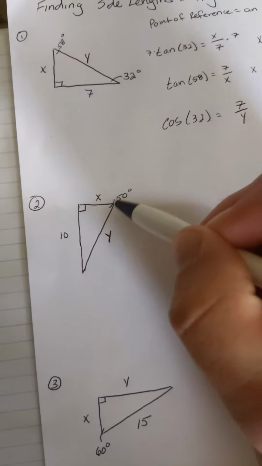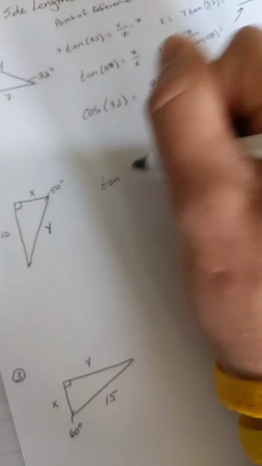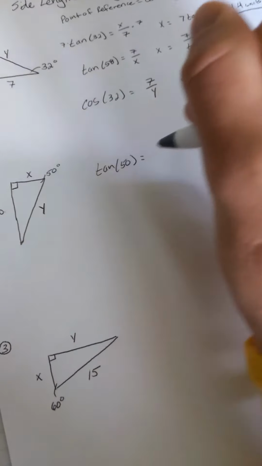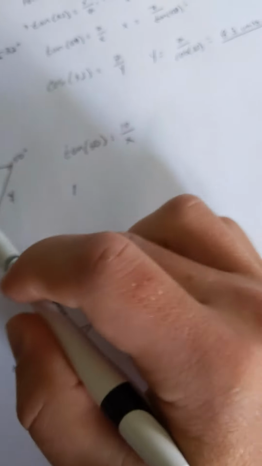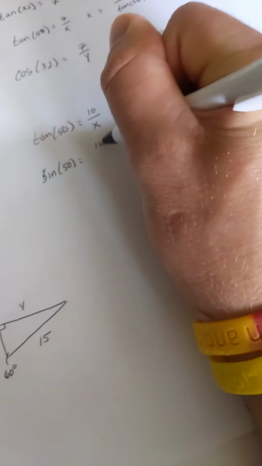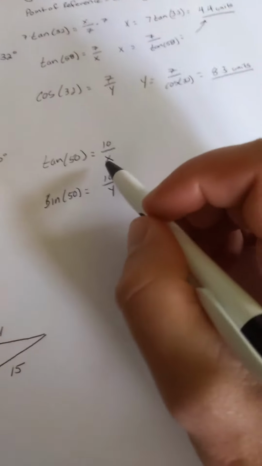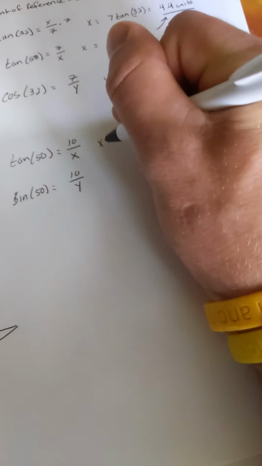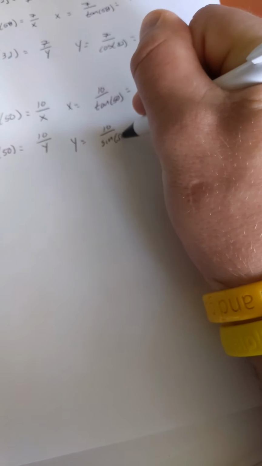Looking at number 2 here, we have the 50-degree angle. I have my opposite looking for my adjacent, so that's going to be tangent. Tangent of 50 equals opposite over adjacent. And then I'm going to set up my equation either opposite over hypotenuse, which is sine 50 equals opposite over hypotenuse. Okay, so I have my 2 equations. Again, we learned a trick, this can switch with this. So x equals 10 divided by tangent of 50. Calculator problem. And here we're going to have y equals 10 divided by sine of 50.